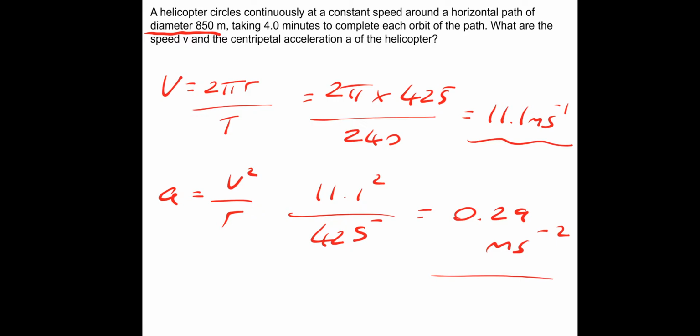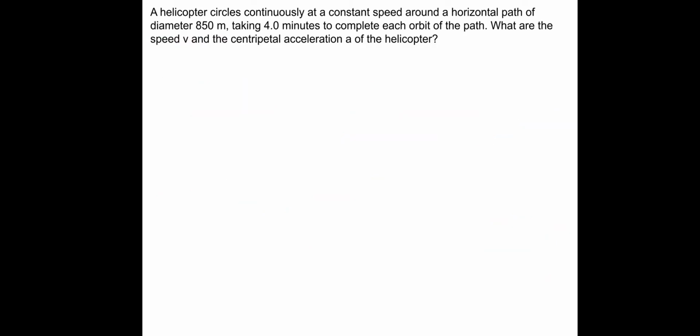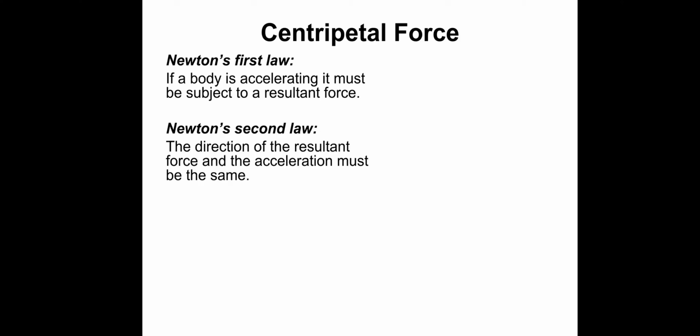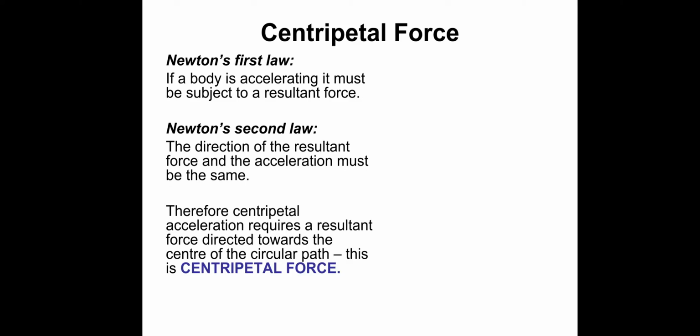So let's move on. Let's look at centripetal force. This is basically a Newton's law application of the equations from last lesson: a equals v squared over r, a equals r omega squared, and a equals v omega. So we just need to substitute into F equals ma. If a body is accelerating, it must be subject to a resultant force. The direction of the resultant force and the acceleration must be the same. Therefore, centripetal acceleration requires a resultant force directed towards the centre of the circular path, and we call it centripetal force, which makes sense because we call the acceleration centripetal acceleration.